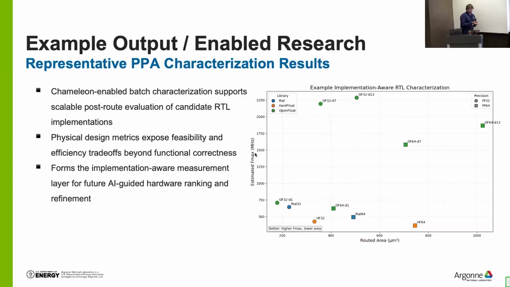This slide just shows a type of output our workflow can generate. Once RTL is pushed through the physical design flow, I don't want to focus too much on the designs because that's not what this talk is about. But the key point here is that we can compare designs using actual, real physical metrics and not just simulation. That enables implementation-aware design ranking, which would be a future implementation of this work.